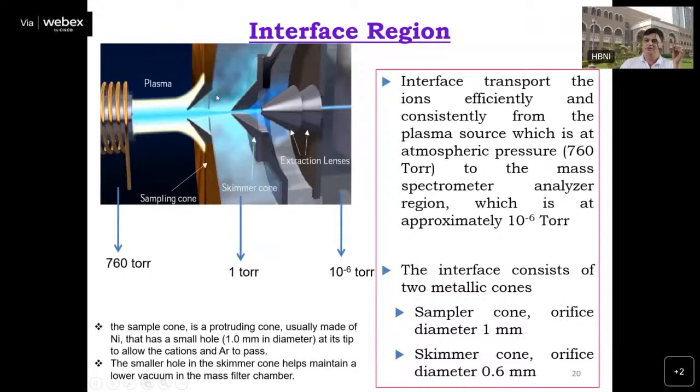And I think I already told you why we need this kind of low vacuum, because we do not want these ions to interact with the air particles. Otherwise, they need a maximum mean free path, or they will lose all the information.